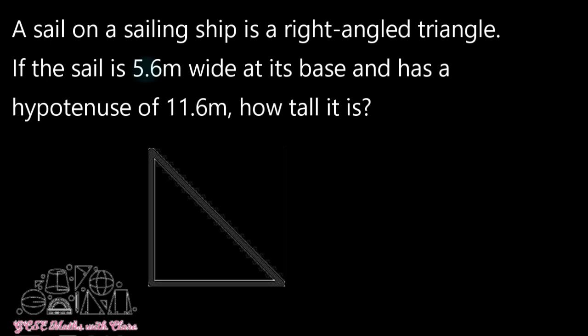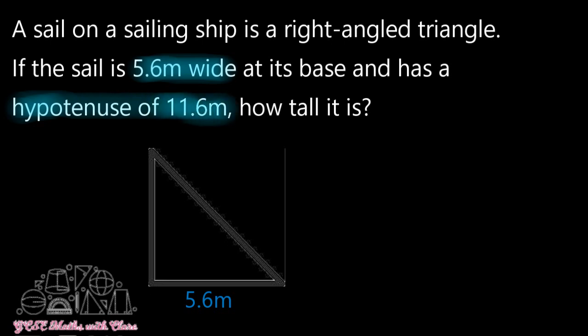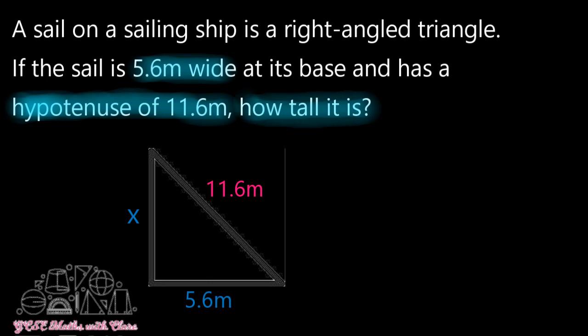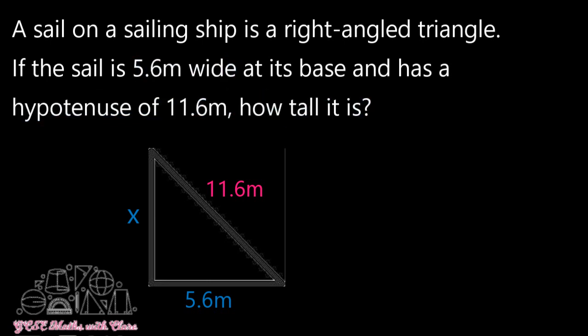I'm reading the question. It says its width is 5.6. So this base here, I'll write 5.6. And it says the hypotenuse is 11.6. The hypotenuse is always the longer side opposite the 90 degrees. So I can write 11.6 there. So the question asks, how tall is it? So it must mean that I'm working out this side here, marked with an x.